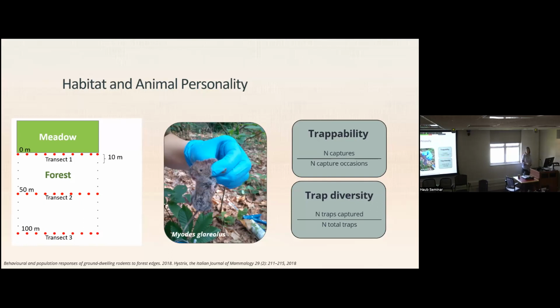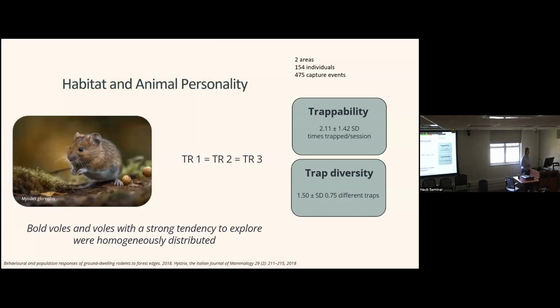I tracked my individuals, and in terms of personality, I measured this using an indirect measurement. So I used trappability as a proxy for boldness, and trap diversity as a proxy for exploration. I have my 2 areas. I trapped more than 150 bank voles with almost 500 capture events during 1 year in 3 seasons with different trapping sessions.